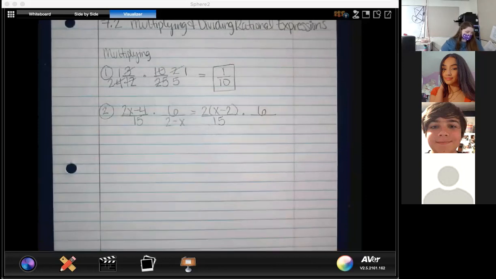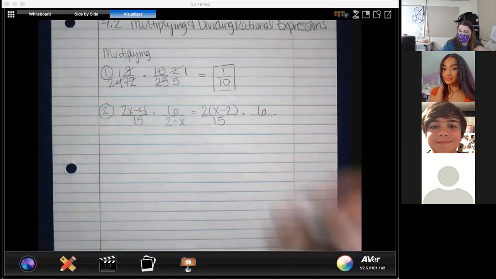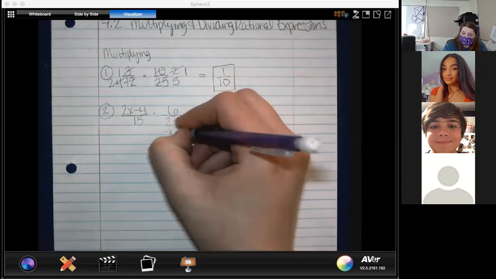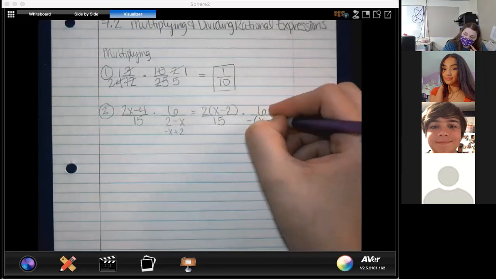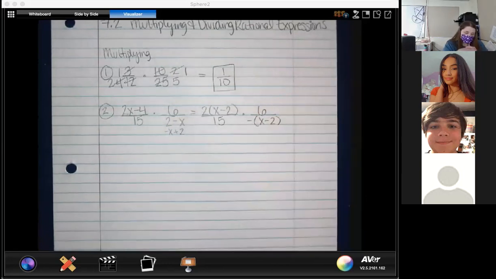Okay, 2 minus x. What can I do to simplify 2 minus x? What did we just do on number 11 from homework? Factor out the negative, right? So I could rewrite it as negative x plus 2, and I could factor out the negative. So I have negative times x minus 2. Now, my expressions are as simplified as they can be. So now I can go ahead with the process of simplifying from here.